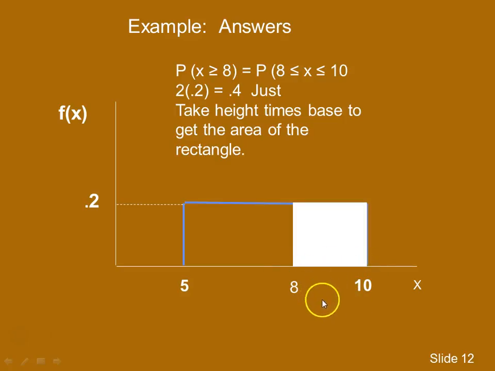Now again, if you remember, probability is area under the curve, and the area of a rectangle is height times base. This base is 2 units wide. The height here is 0.2. F of x is 0.2. You simply take 0.2 times 2, and you will get 0.4 as our probability. Or you can actually see 40% of the entire rectangle lies between 8 and 10. So with the uniform distribution, all you really have to do is take height times base to get probabilities.